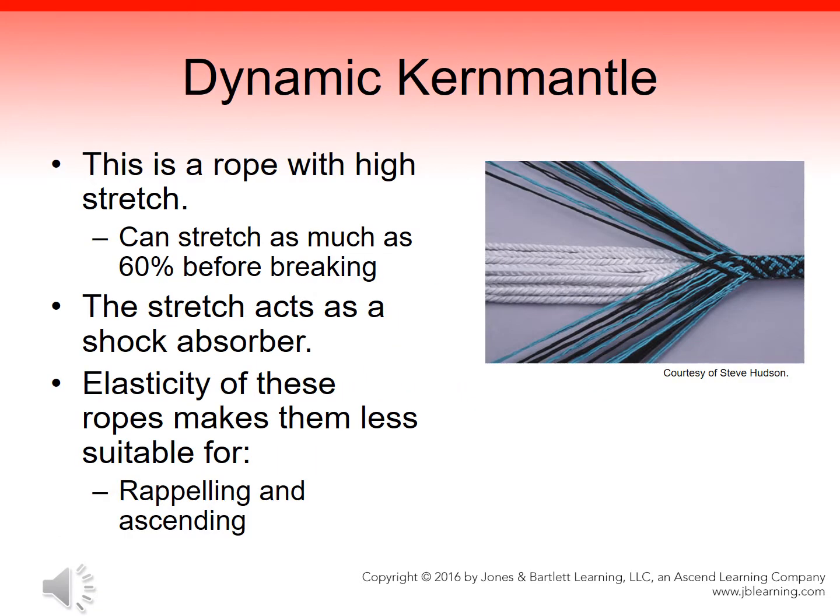Dynamic Kernmantle. This is a rope with high stretch. It can stretch as much as 60% before breaking. The stretch acts as a shock absorber. The elasticity of these ropes makes them less suitable for rappelling and ascending. It is an excellent rope for belay operations due to its shock absorbing characteristics. This decreases the impact on the rescuer, the hardware, and the anchors in the event of an impact load.